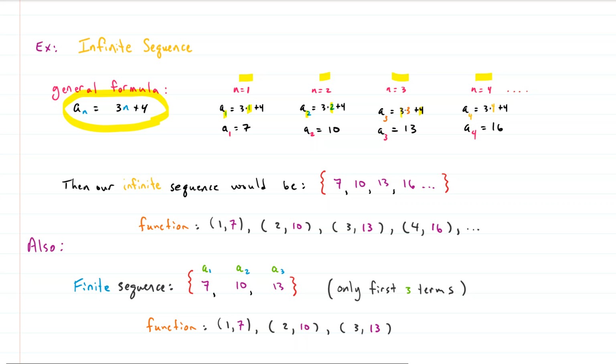That's why the general form is so useful, because nothing changes except the n. Everything else stays the same.